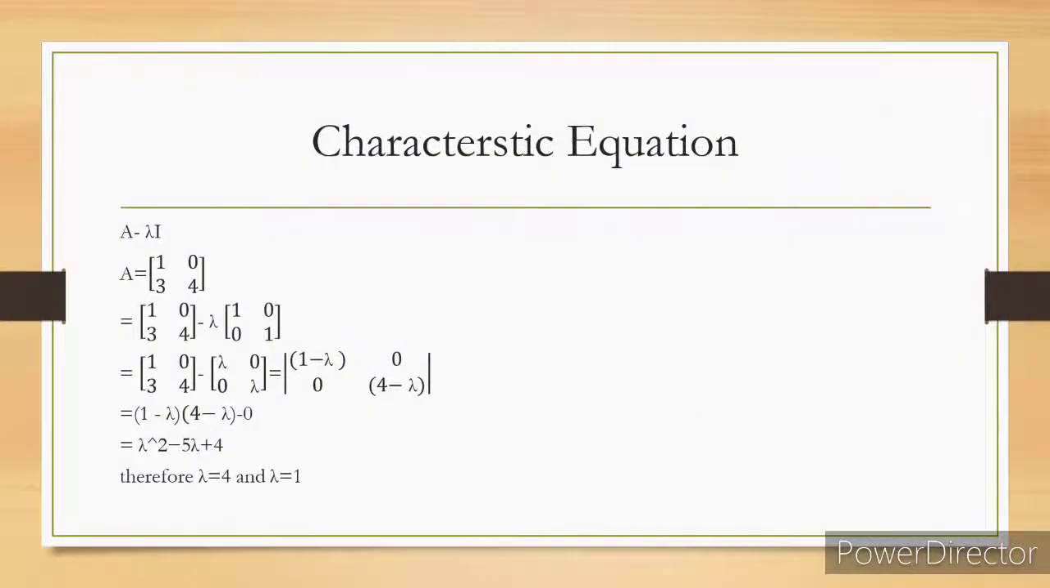So now we'll look at the characteristic equation. Here in the characteristic equation we have a formula called A minus lambda I. Here A means the matrix which is given in the question itself. I have taken the example as 1 0 3 4, and lambda I'll be taking as it is, and I means the identity matrix, which is also called the unit matrix, which I have told you about in my first video itself. If you want to see, you can click on the link provided in the description box.